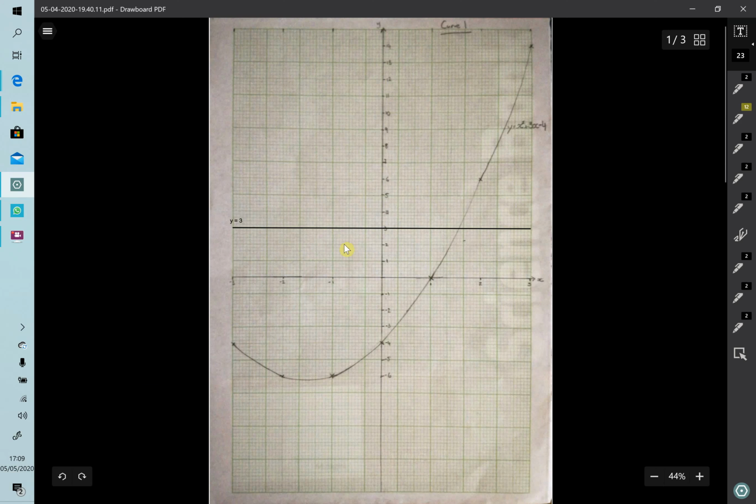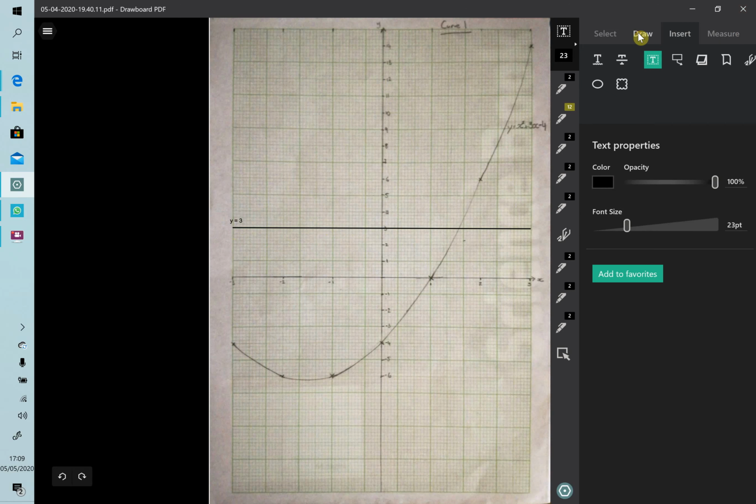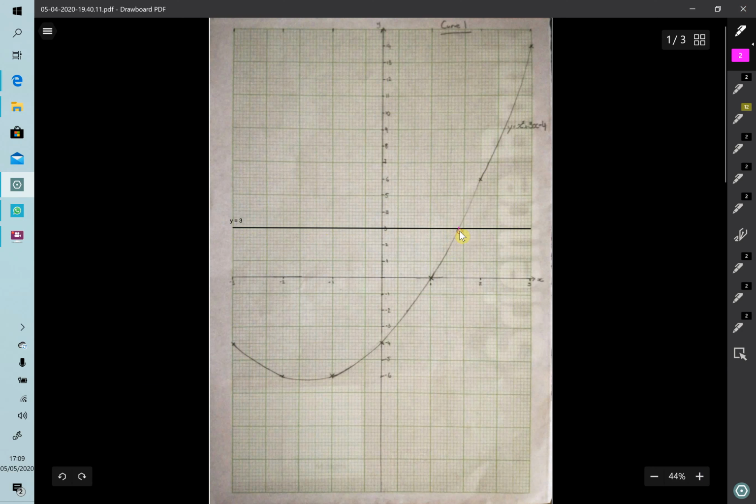Good. So I need to find the value of x when y equals 3, using our graph, and our graph is this curve. Where are they intersecting each other? Where is my line y equals 3 and my graph intersecting each other? They are intersecting each other over here. So using your ruler, you need to draw a dotted line downwards. Why? Because I need to read the value down. I'm trying my best to make it as dotted as possible. So your value is going to be 1.9.